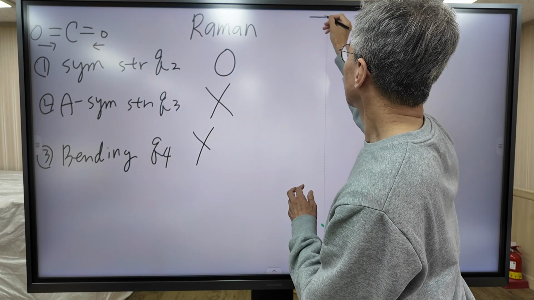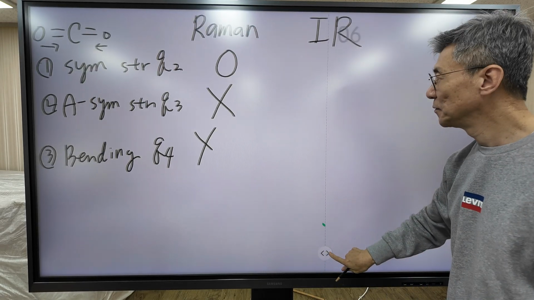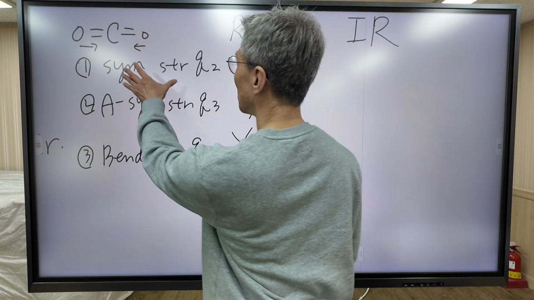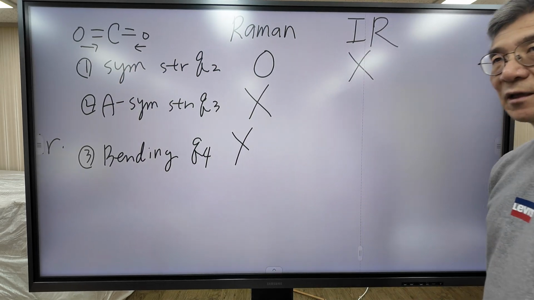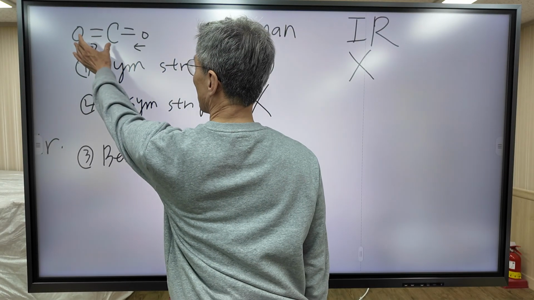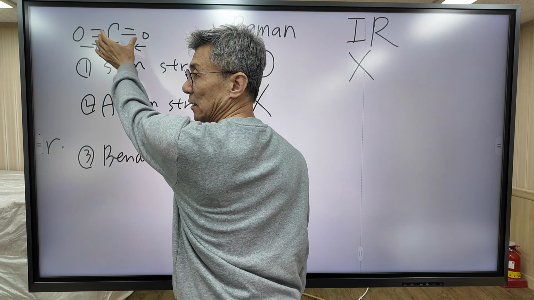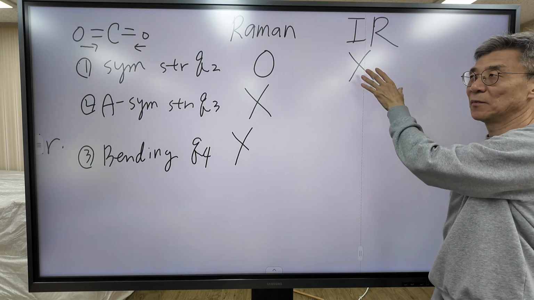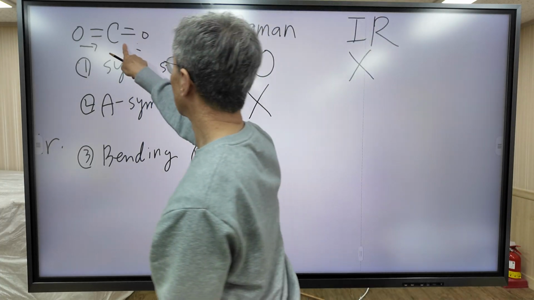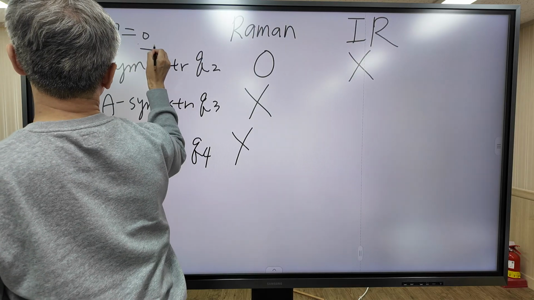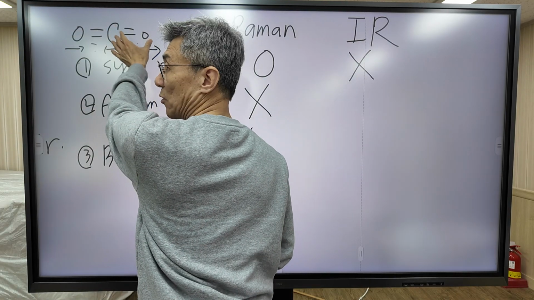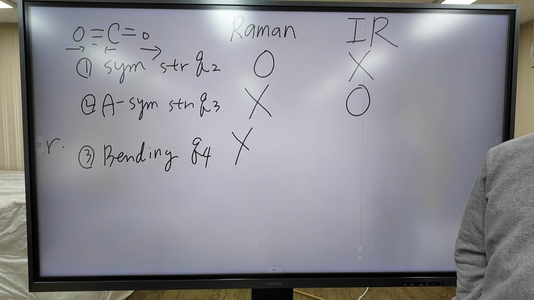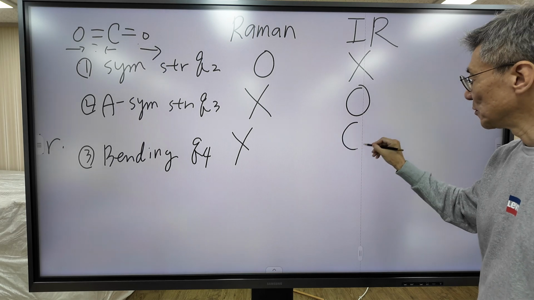Now, what happens to the IR spectrum? In the IR spectrum, the symmetric stretching mode is not shown because this dipole moment and this dipole moment cancel each other exactly. But in the asymmetric stretching mode, this bond dipole moment does not cancel this dipole moment. So the asymmetric stretching mode is shown in the IR spectrum. The bending mode is also shown in the IR spectrum.